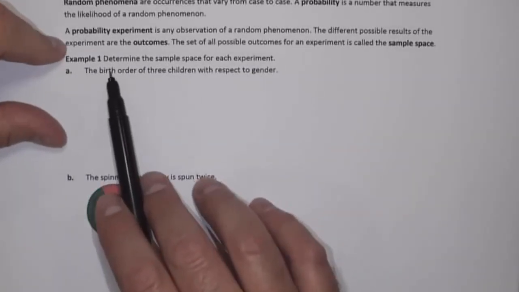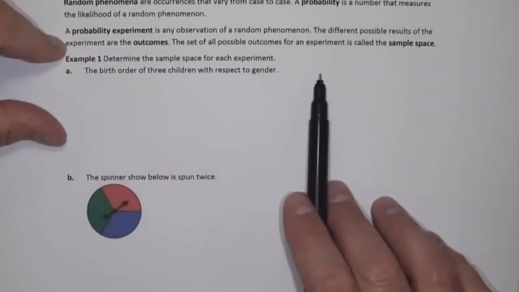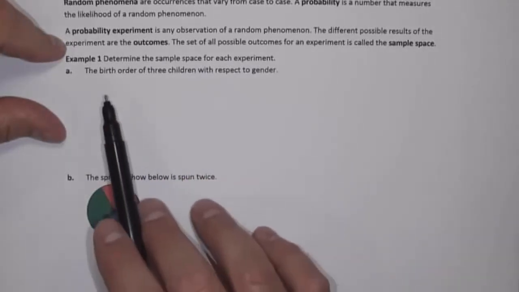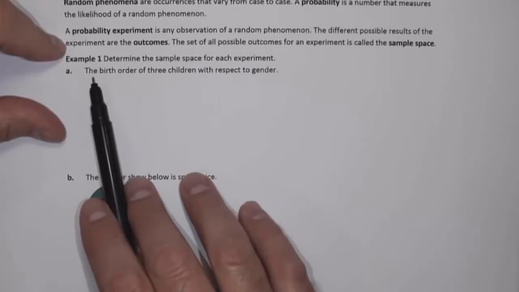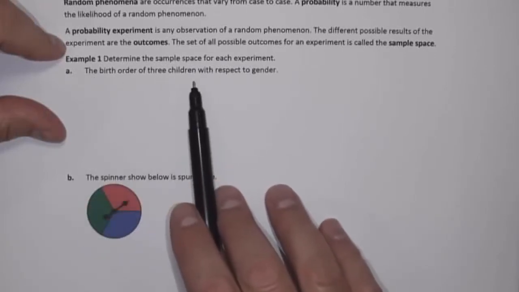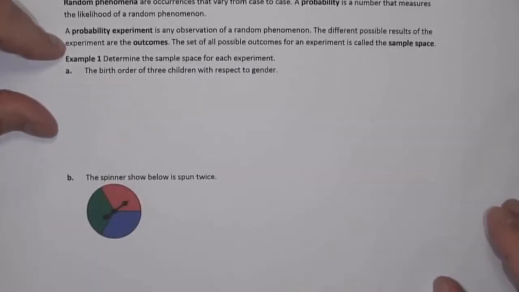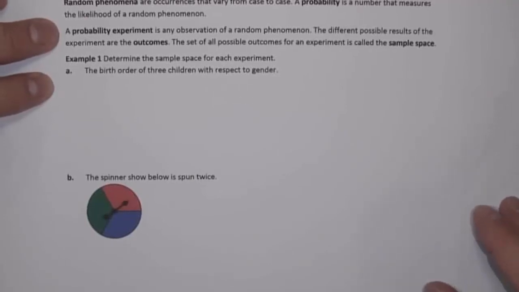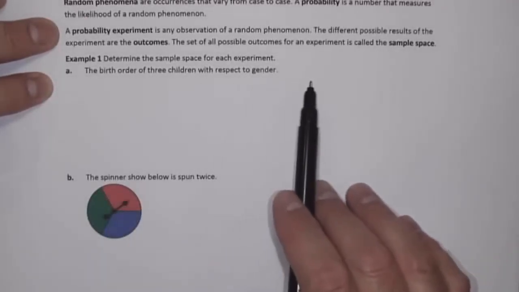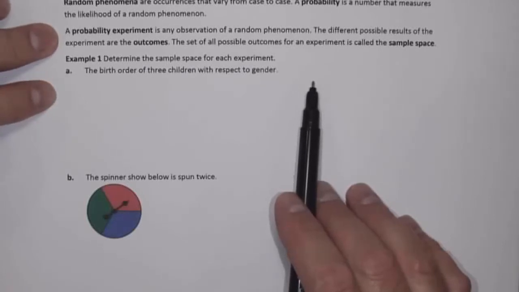Example 1. Determine the sample space for each experiment. And so we have two parts here. So part A, we want to know the birth order of 3 children with respect to gender. So if 3 children are to be born, and if each child can only be male or female, then what are the possibilities for the birth order?